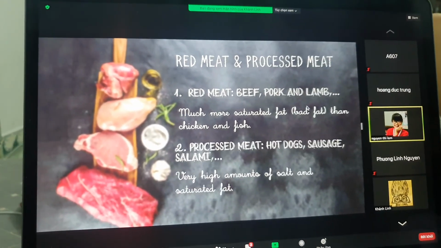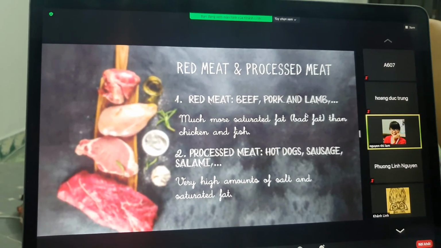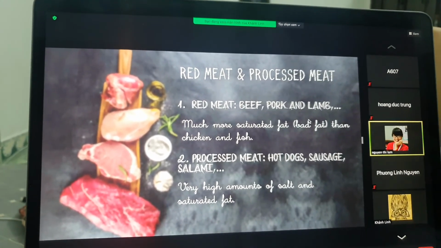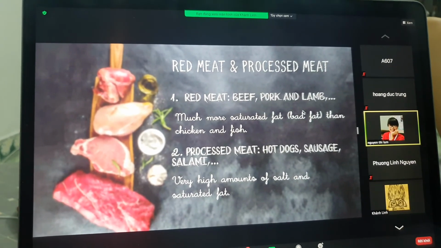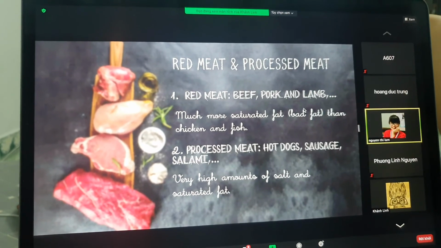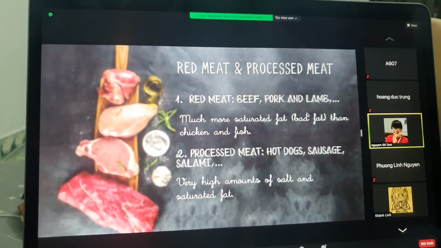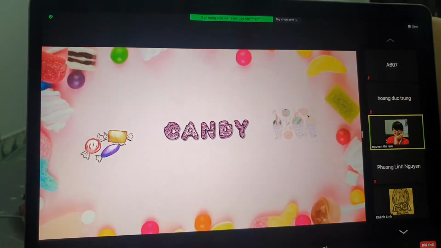Processed meat like hot dog, sausage, and some other types are the worst types of meat for your heart. They are not only high in saturated fat, but also have high amounts of salt, found in heart disease.